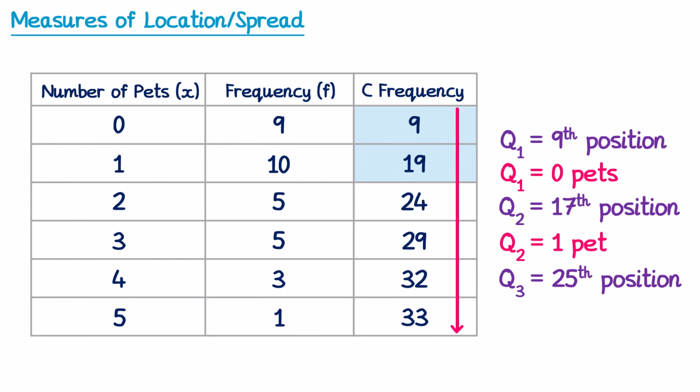Now we're looking for the 25th position. If we go down to the next group, we don't quite get there. We only get to the 24th number. So we go into the next group, which goes to 29, and that means the 25th position must be in this group, which is 3 pets. So the upper quartile is 3 pets.